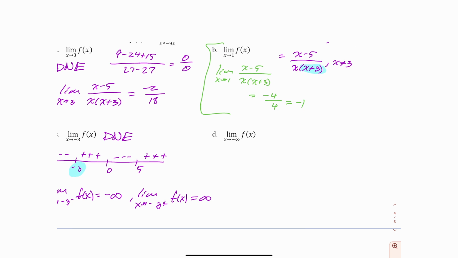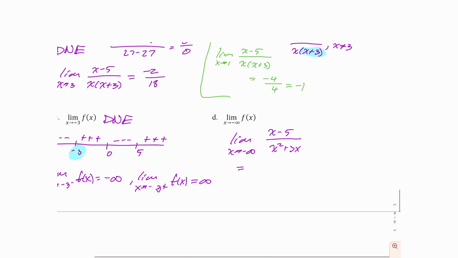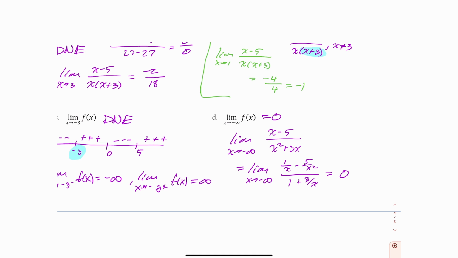And then the limit as x approaches negative infinity of f of x. I'm going to do the work, but we know the answer is 0, because the degree of the numerator is less than the denominator. So x minus 5 over x squared plus 3x. Divide everything by the highest power of x in the denominator. That gives us 1 over x minus 5 over x squared, over 1, which is the key, plus 3 over x. And then if we go to infinity, we get 0, so a horizontal asymptote at y equals 0, not the question, but that is true.